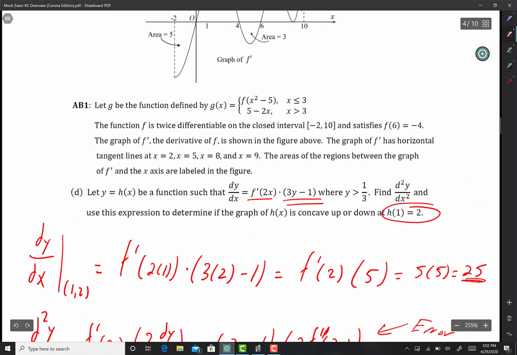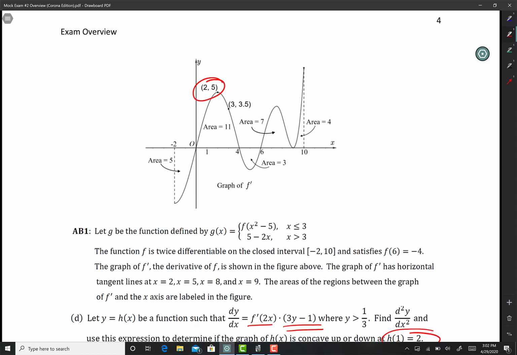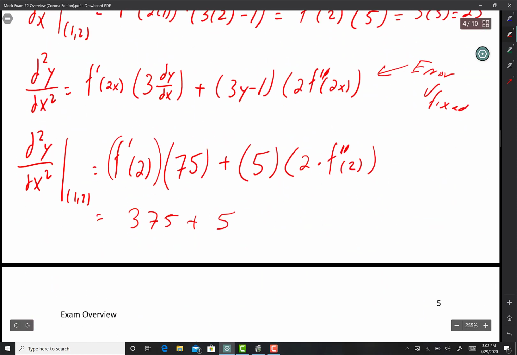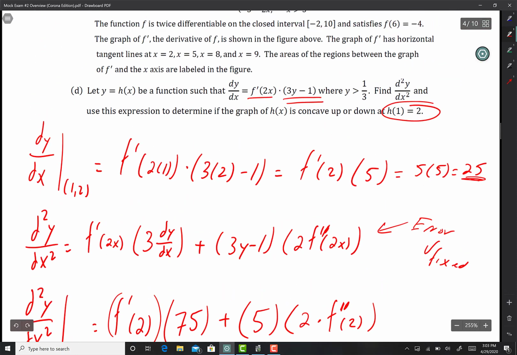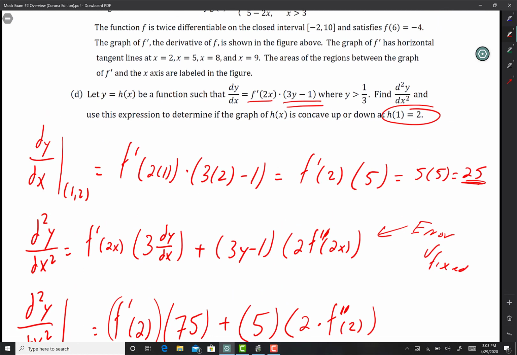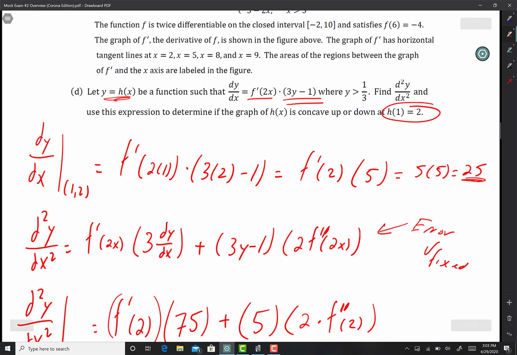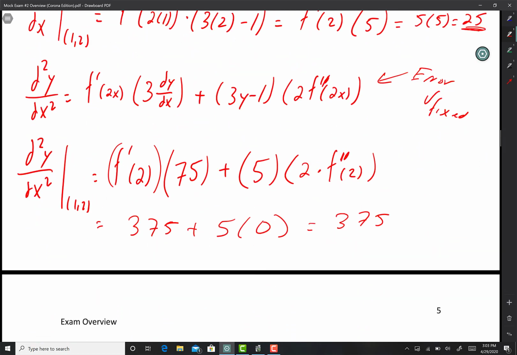All right, f prime prime of 2. Sorry, guys. F prime prime of 2. So my second derivative at 2, that's 0. So 5 times 0. So there it is, 375. And because my second derivative is positive for h, yeah, my second derivative is positive at (1, 2), hence concave up. So I'm going to have to write that.